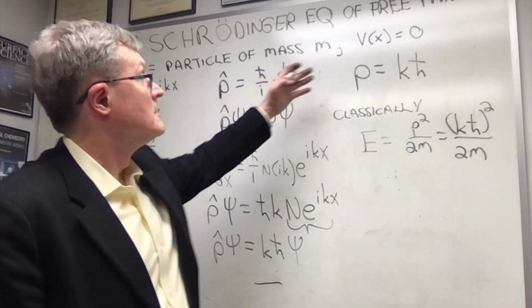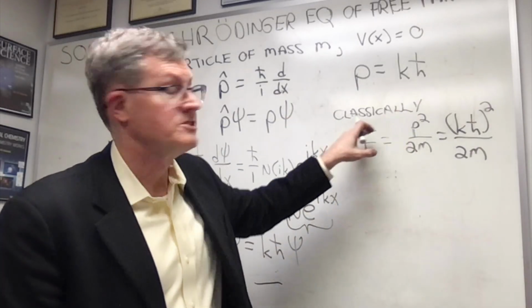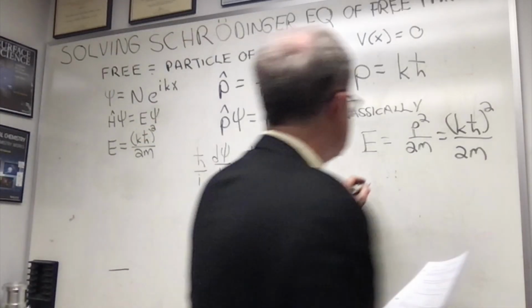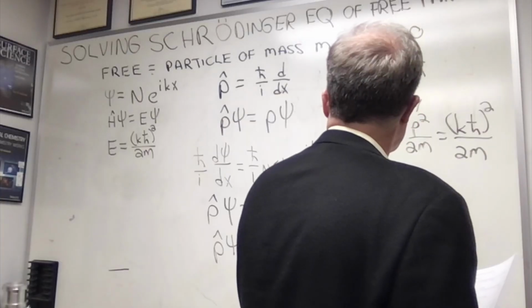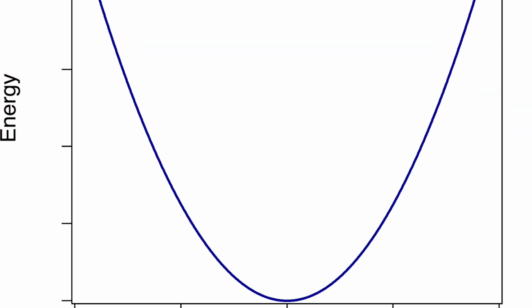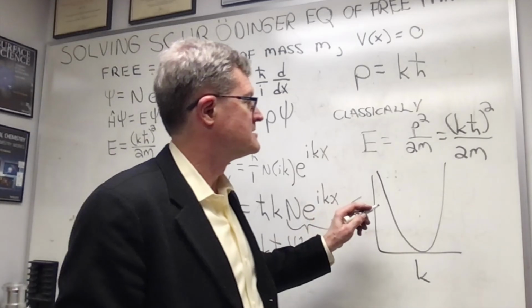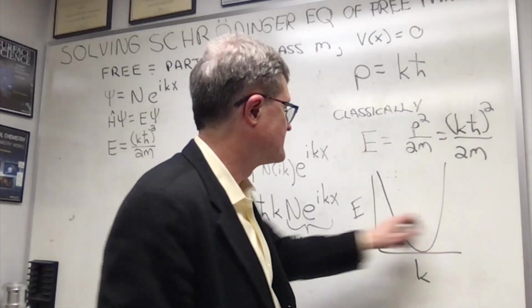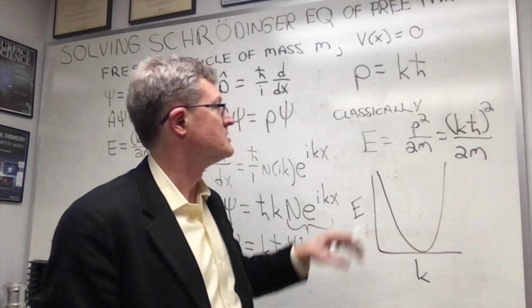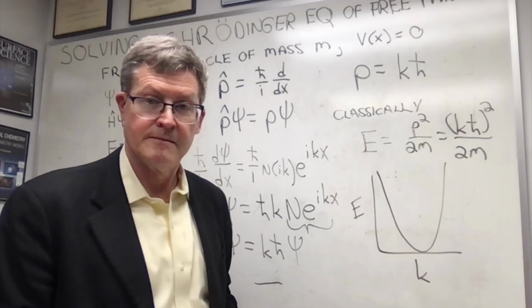The linear momentum can be continuous, the energy can be continuous, and the relationship between linear momentum and kinetic energy is the same. And indeed, if we plotted kinetic energy versus the wave vector, we would find a nice parabolic relationship, where if k is positive, we're moving to the right, and if k is negative, we're moving to the left. There's this nice quadratic relationship between the energy and the wave vector k.